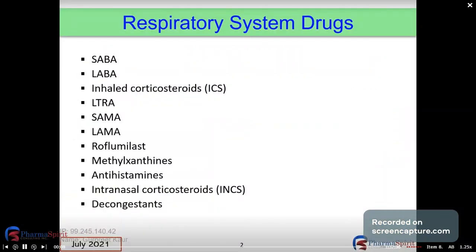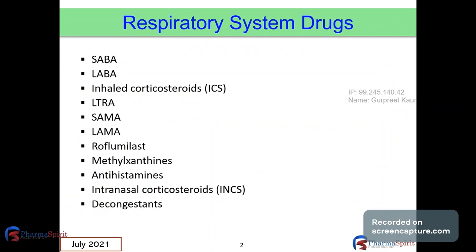In this lecture, we'll discuss drugs that are commonly used to manage respiratory system disorders. This is a list of the drugs that we'll cover. We'll cover SABA, LABA, inhaled corticosteroids, leukotriene receptor antagonists, mainly montelukast, SAMA, LAMA, roflumilast, methylxanthines, antihistamines, intranasal corticosteroids, and decongestants.